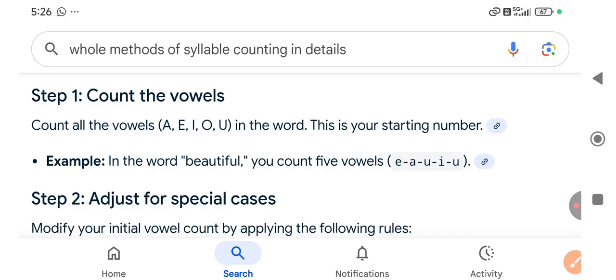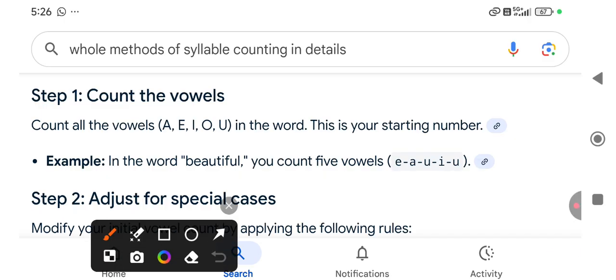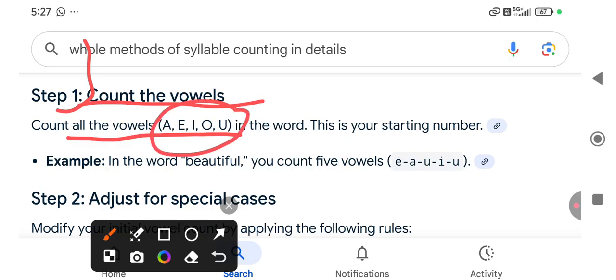So let us see the first rule, first method. What's the first rule? Count the vowels. Here the first rule is simple: count all the vowels A, E, I, O, U in the word. This is your starting number.